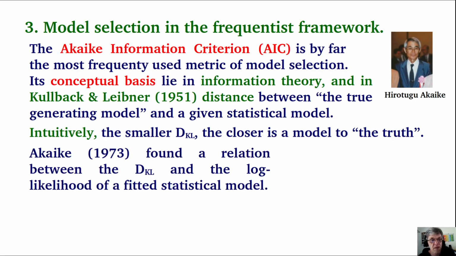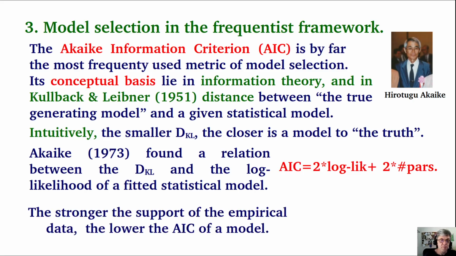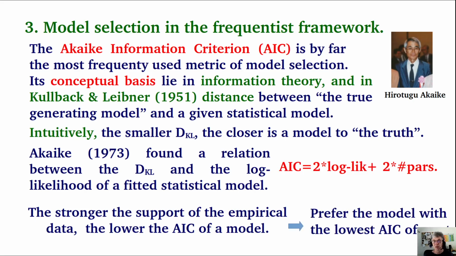So Akaike found a relationship between this Kullback-Leibler distance and the log likelihood of a fit statistical model. This relationship is actually crystallized in the equation of the AIC, which is very simple. The AIC is minus twice the log likelihood of a model plus 2 times the number of parameters. The stronger the support of an empirical model to the data, the lower the AIC of a model, which leads us to prefer the model with the lowest AIC in a set.